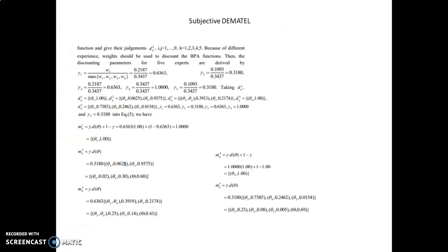Next step, fuse the subjective experience. Because of different experience, it should be used to discount the BPA function, and these are the results for the discounting parameter. For an expert, MIJ is the final influence degree from criteria to criteria, but this only reflects one personal view, so it is necessary to combine all experts by using the Dempster rule.